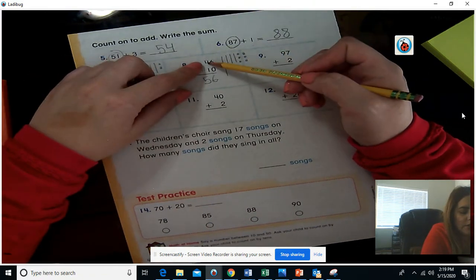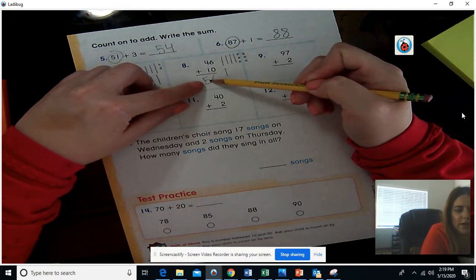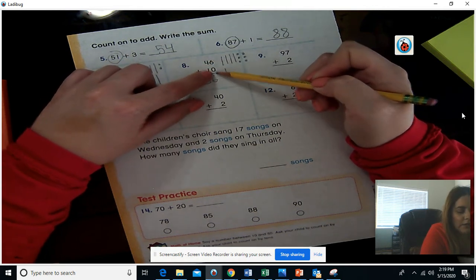Let's check it the other way. 4 plus 1 is 5. 6 plus 0 is 6.